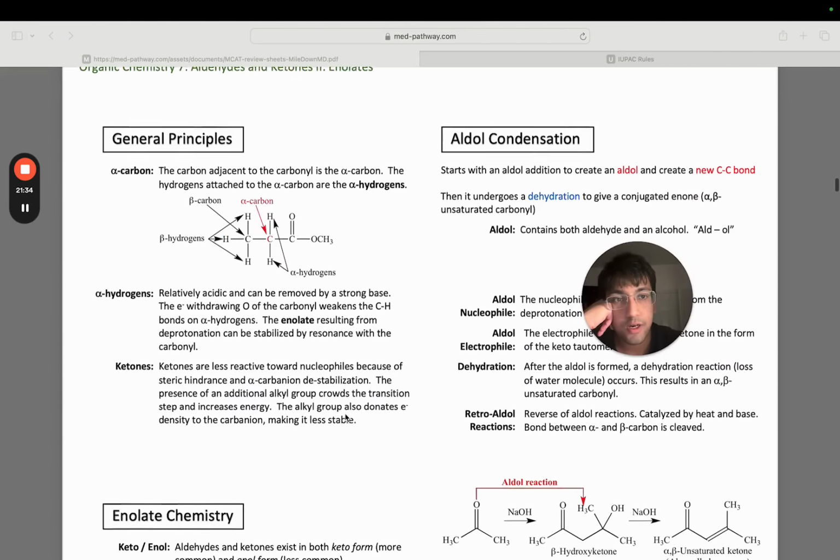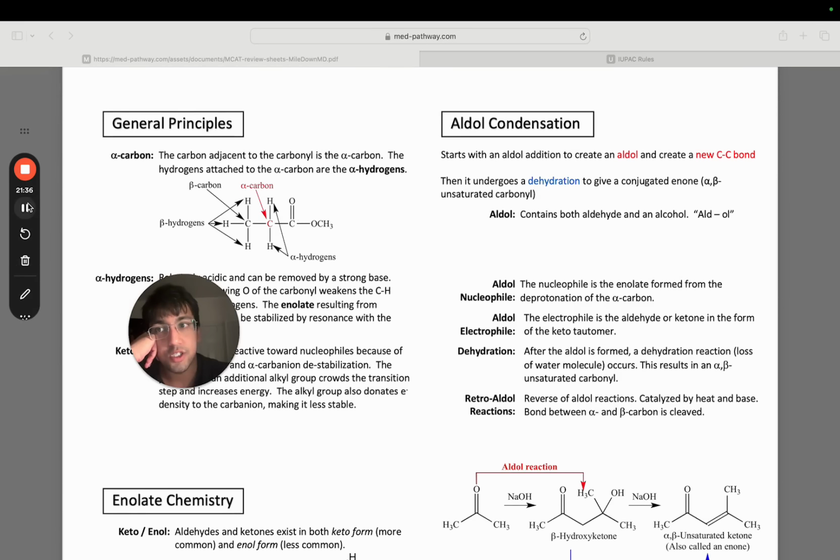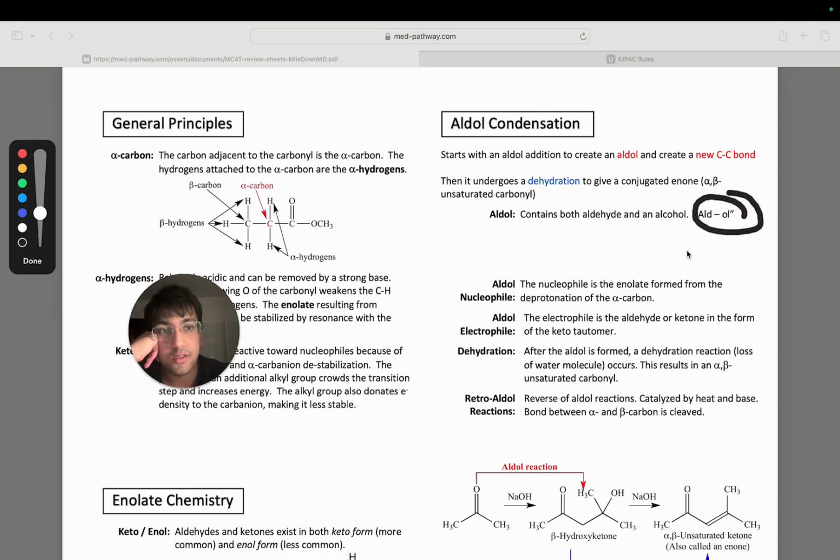Okay, now we're on aldehydes. Aldol condensation. Aldol condensation is when you have an aldol addition to create an aldol that creates a new carbon-carbon bond. And then it undergoes dehydration to give a conjugated enone. So a conjugated enone is an alpha-beta unsaturated carbonyl. All right, aldols, they have both an aldehyde and an alcohol. And aldol, you just add the aldol. That's kind of like a way that some people think of it. It didn't really help me, but you're basically adding aldehyde, alcohol. That's basically what an aldol is.